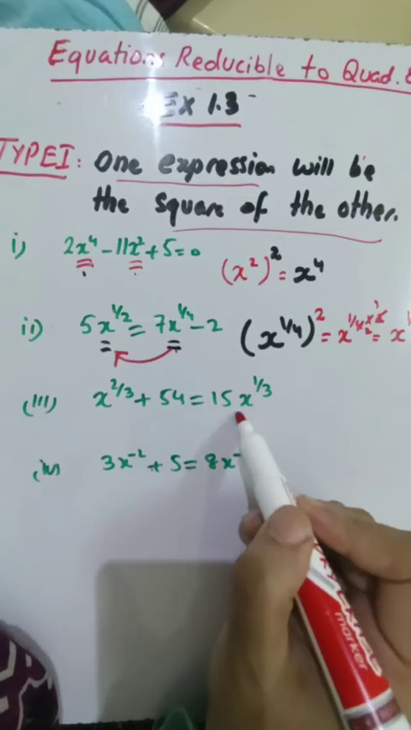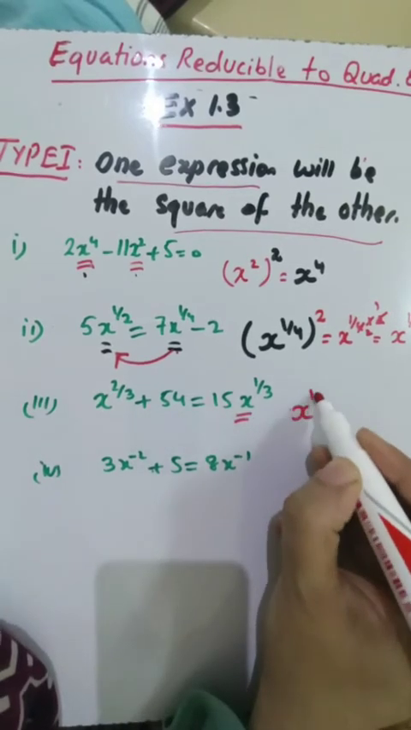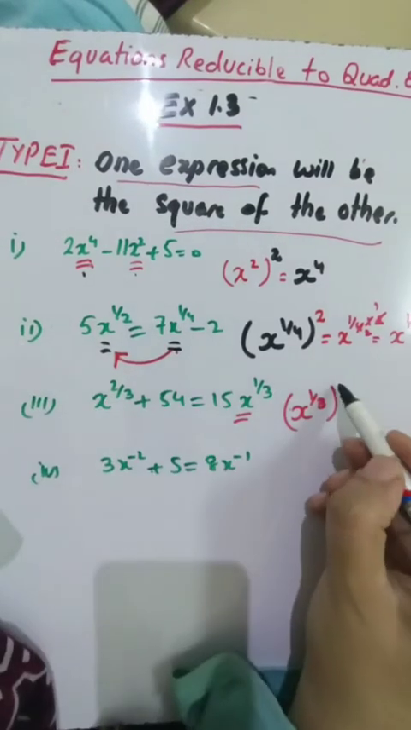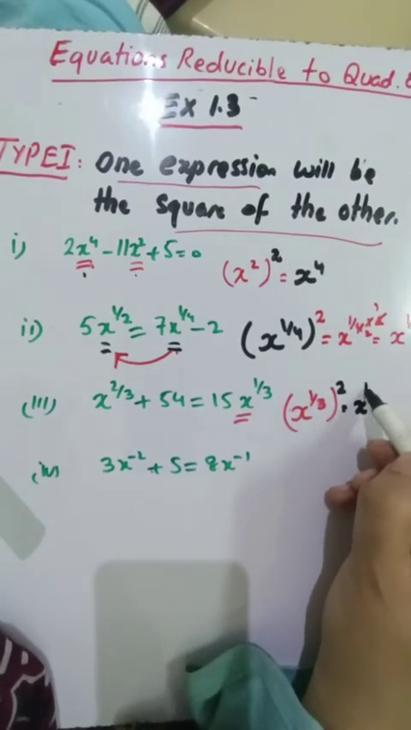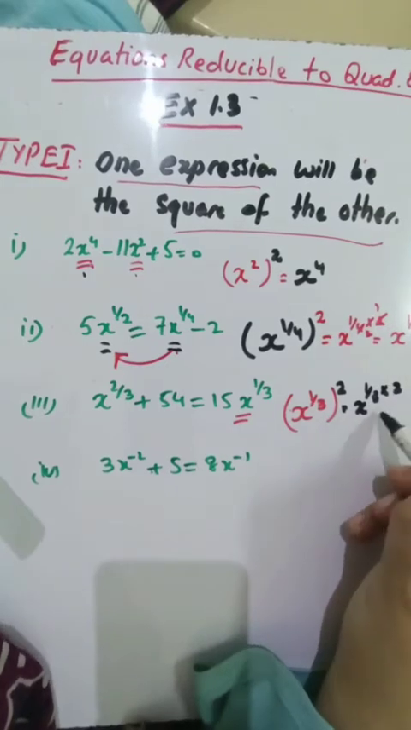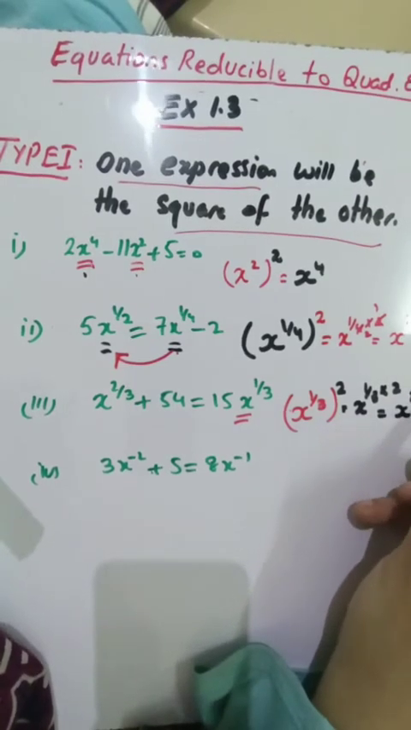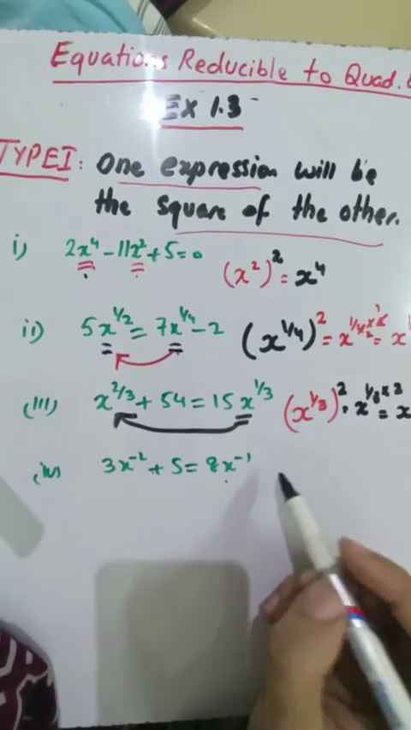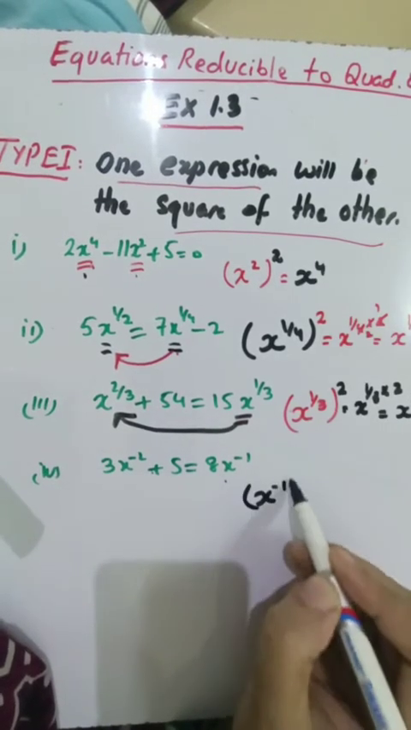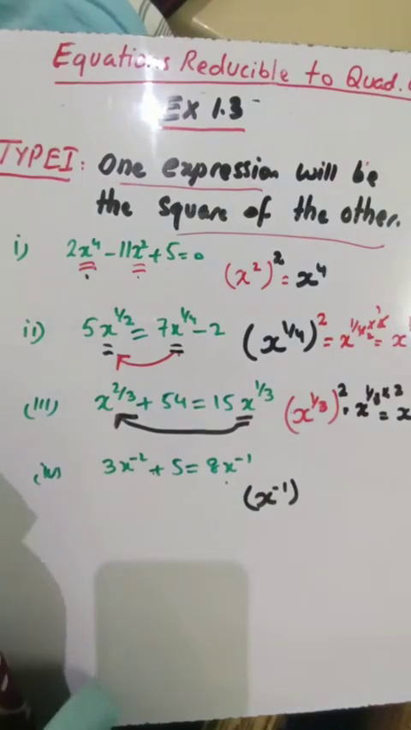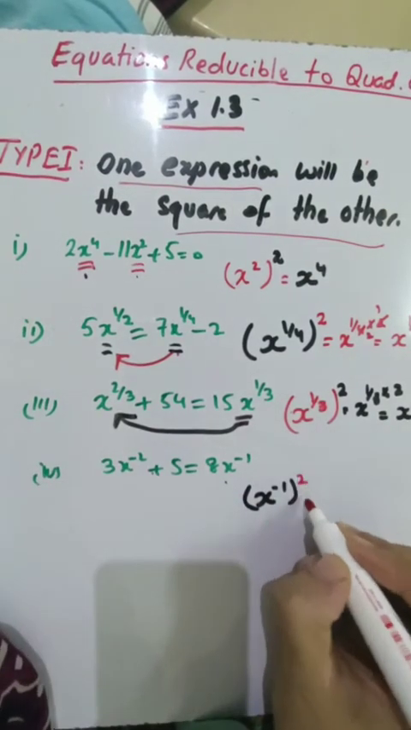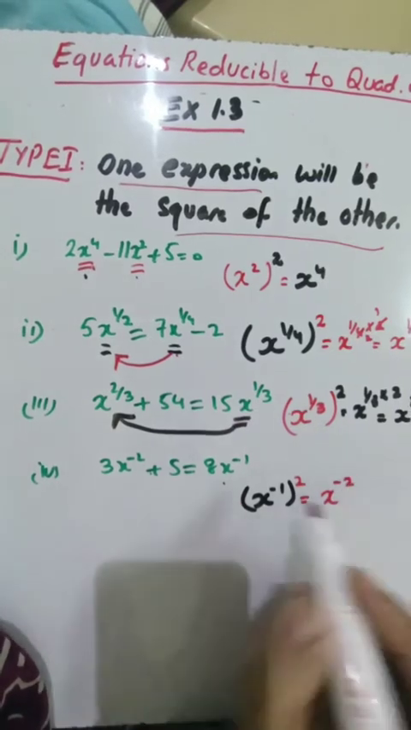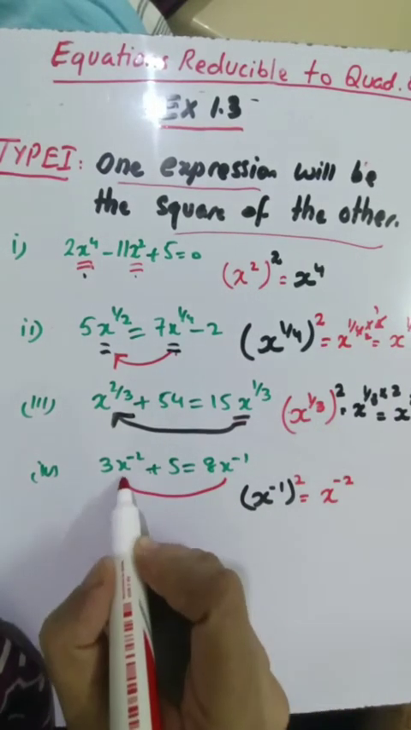Similarly, if you look at x raised to power 1 by 3 and take the square of this expression, this will be x raised to power 1 by 3 into 2, which is equal to x raised to power 2 by 3. So taking the square of this, we get this expression. Similarly, if I take the square of x raised to power negative 1, we will get x raised to power negative 1 into 2, which is negative 2. So if I square this, I get this.